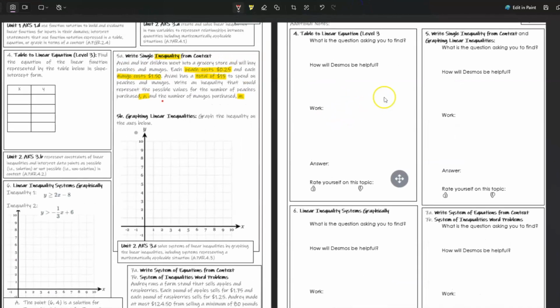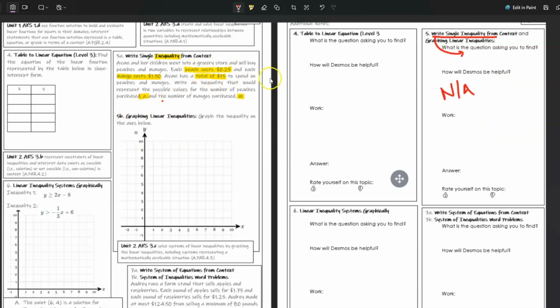Actually, let me see if I can make it fit because I don't need the calculator in this one. All right, so over here, it says, what is the equation asking you to find? Write a single inequality. So you can just write that down, okay? How will Desmos be useful? It won't. So NA means not applicable. All right, where's my work for it? So this is where you put in your work. I keep putting it here because I don't take a screenshot on both. But when I put it here, you'll remember you're going to put it right here.